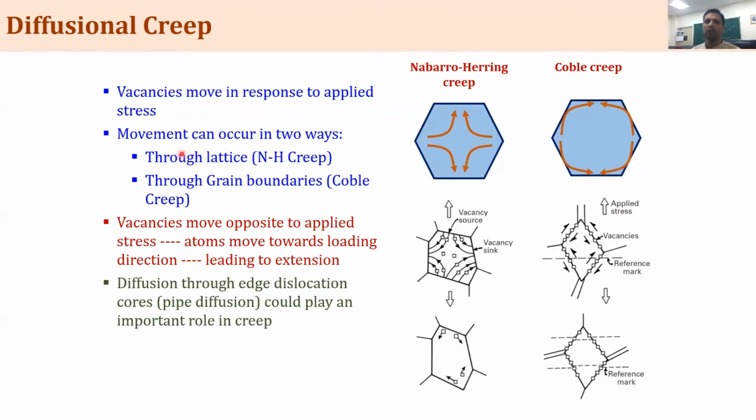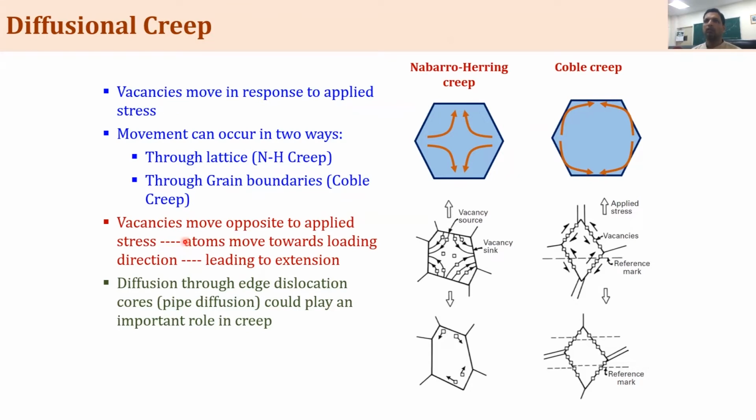Now this movement of vacancies can occur in two ways: through the lattice or through the grain boundaries. So for example, if you are looking at one grain, here the vacancies could move inside through the grains, or vacancies could move along the grain boundaries. When they are moving through the lattice, it is called Nabarro-Herring creep. When the vacancies are moving through the grain boundaries, it is called Coble creep. And there is a particular temperature regime where each of them would be active. And that is why they have separate names for this.